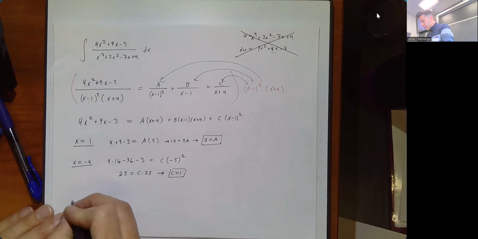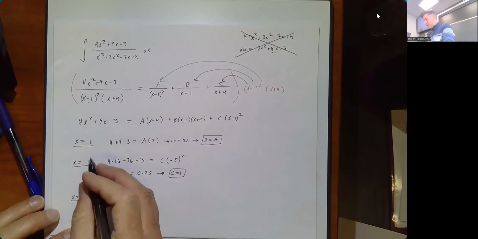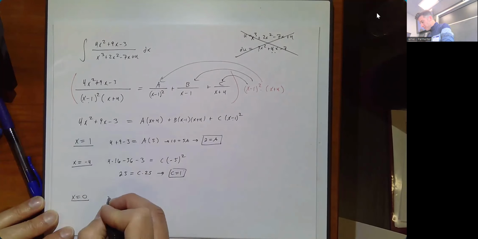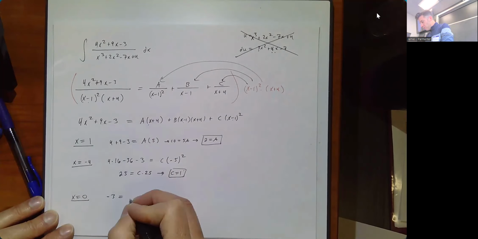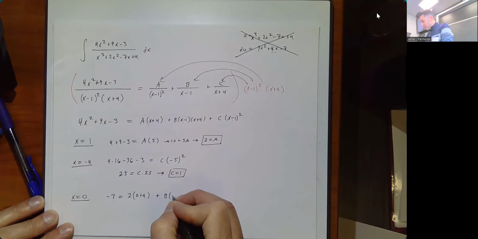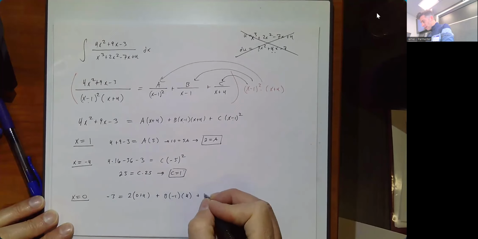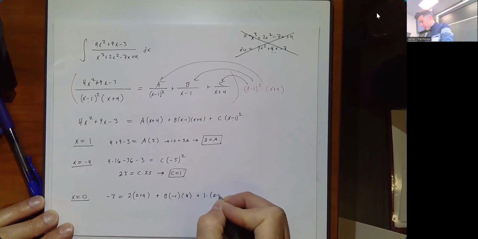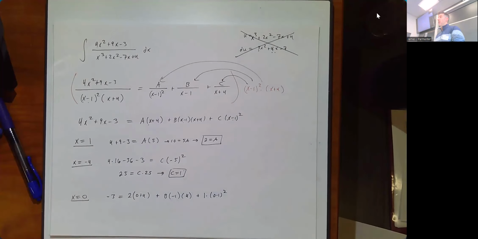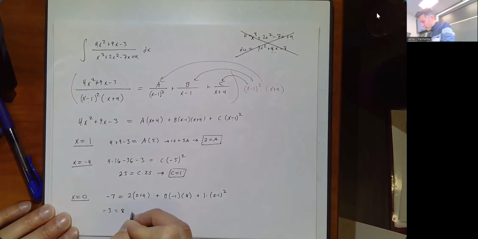So if I plug in x equal to 0, A equal to 2, and C equal to 1, I'm going to get 0 plus 0 minus 3 equal to 2 times 0 plus 4, plus B times 0 minus 1 times 0 plus 4, plus C, which is 1 times 0 minus 1 squared. That is not terrible to solve. I've got -3 equal to 8 minus 4B plus 1.